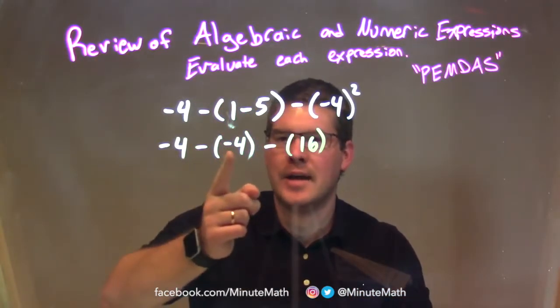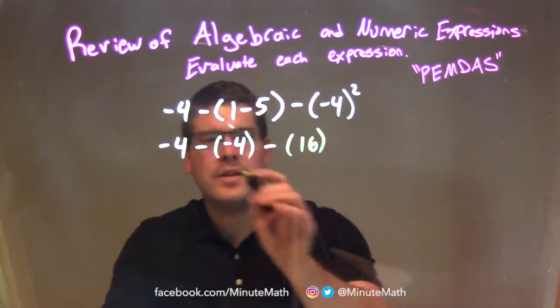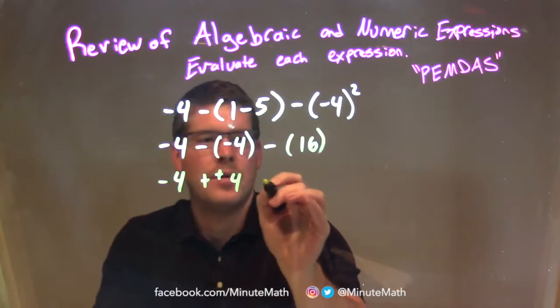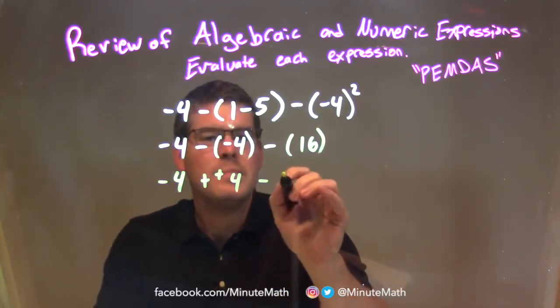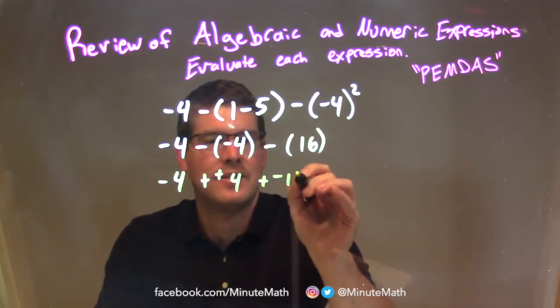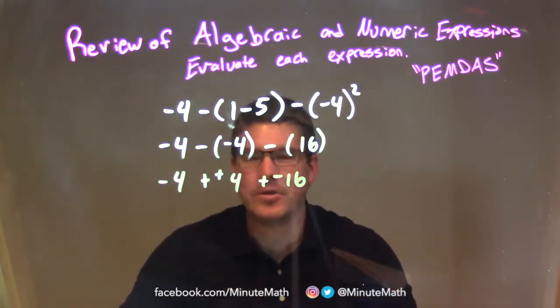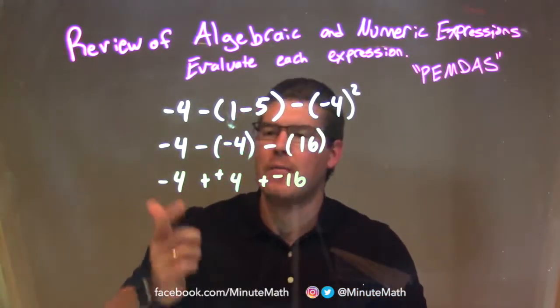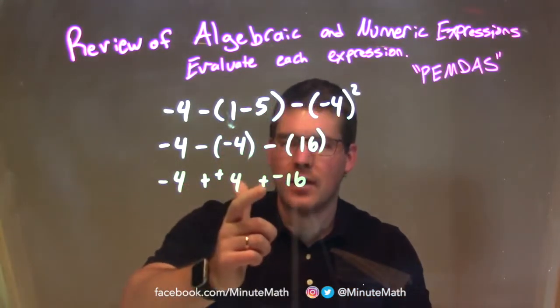We have a minus and negative right here. So that minus and negative is the same thing as adding a positive. So let's write that as plus a positive 4. And we don't need the parentheses anymore. Okay? And the minus 16, let's make that plus a negative 16. I find sometimes it's a little easier that way to look at it when it's all converted to addition. So now we have minus 4 plus a positive 4 plus a negative 16.